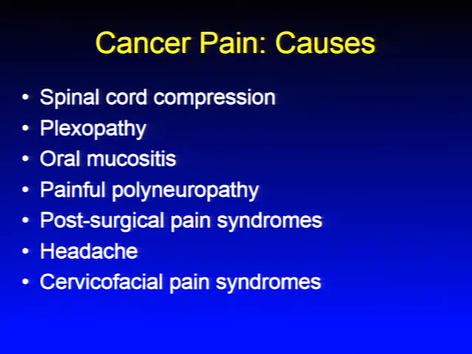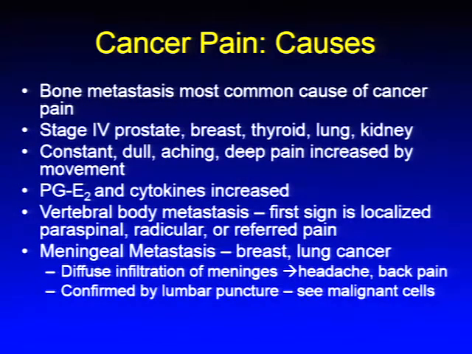and cervicofacial pain syndromes. Further causes of cancer pain are bone metastasis. Typically, bone metastasis may be seen in stage 4 prostate, breast, thyroid, lung, or kidney cancers. Cancer pain can be constant, dull aching. It may be increased by movement. Cytokines and PG-E2 may be increased. Vertebral body metastasis may be the first sign of cancer pain in some of these conditions.